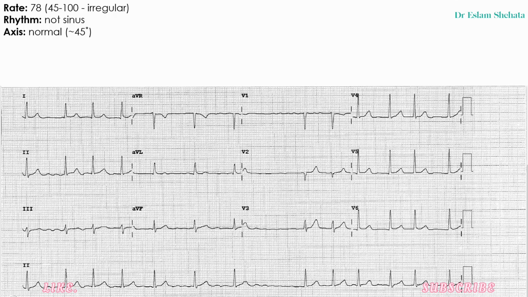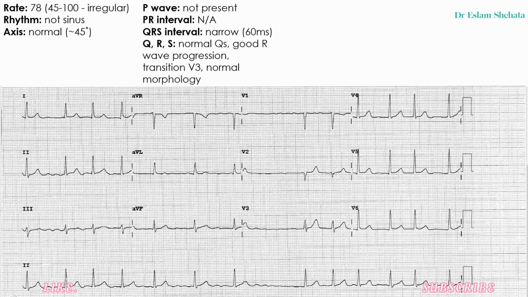There's a normal axis at about 45 degrees. No P waves, so I can't measure a PR interval. The QRS complex is narrow. There are some Q waves, but they're all small, normal-looking Q waves. There's good R wave progression with a transition point in V3. The QRS complexes are normal in morphology.